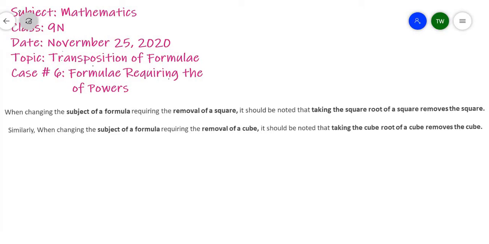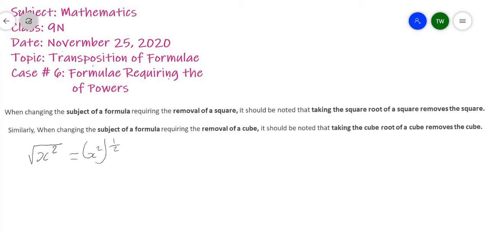So let's say that you have x squared, and you want to remove this square. I'm saying that taking the square root of x squared will remove the square. Now let's use indices to show this. The square root of x squared is the same thing as x squared raised to the power of 1/2.